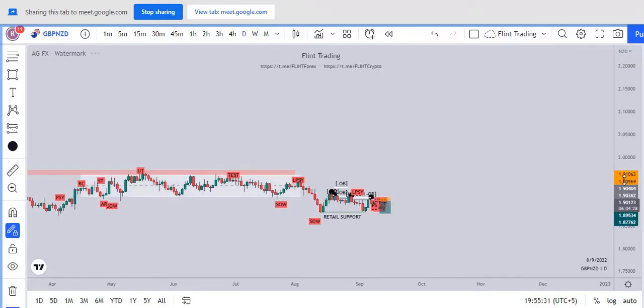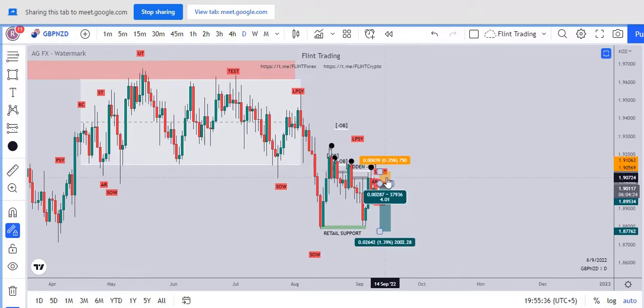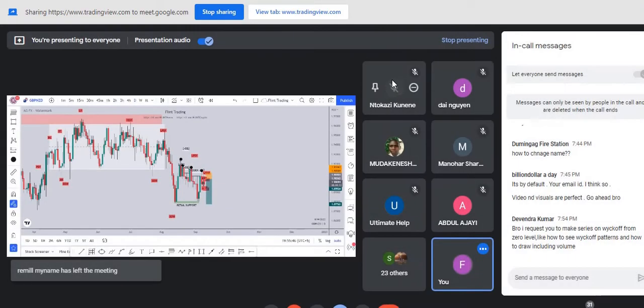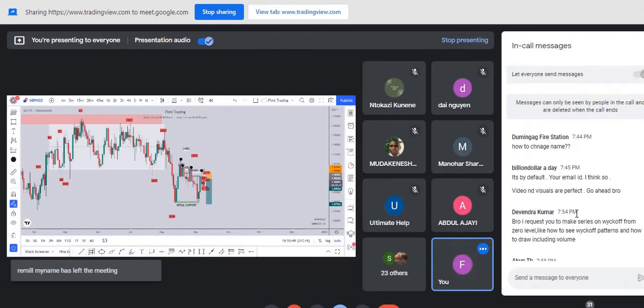Okay, so that is more like my entry confirmation, but regardless, that is providing me a good risk to reward ratio as well. So yeah, that is my top down analysis on GBPNZD. So if you have any question, you can ask me and I'll try to answer that.